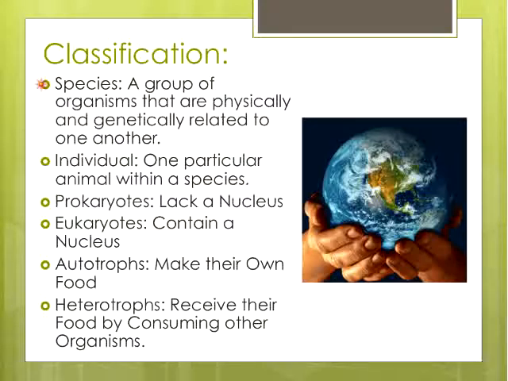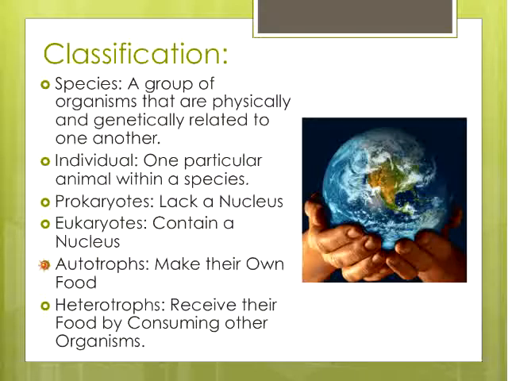So next, let's talk about classification. A species is a group of organisms that are physically and genetically related to one another. An individual is just one particular animal or organism within a species. Then we talk about prokaryotes and eukaryotes. Prokaryotes lack a nucleus. Instead, the genetic information is just floating around within the cytoplasm. Eukaryotes, on the other hand, actually have a nucleus where the DNA is contained. They have a physical nucleus.